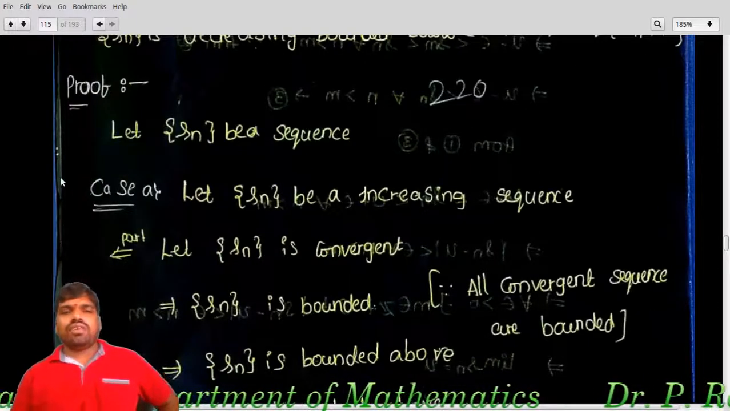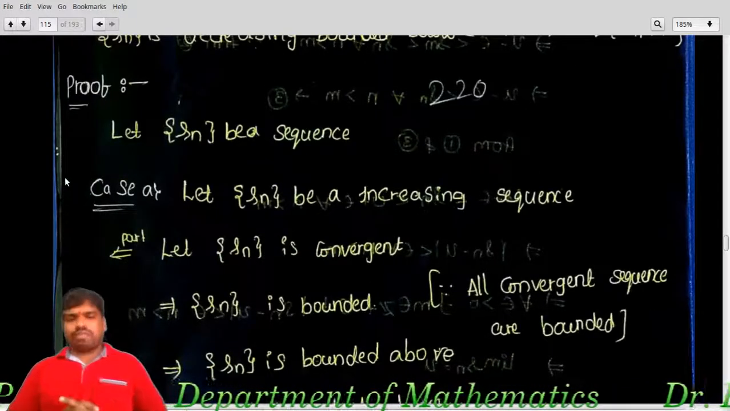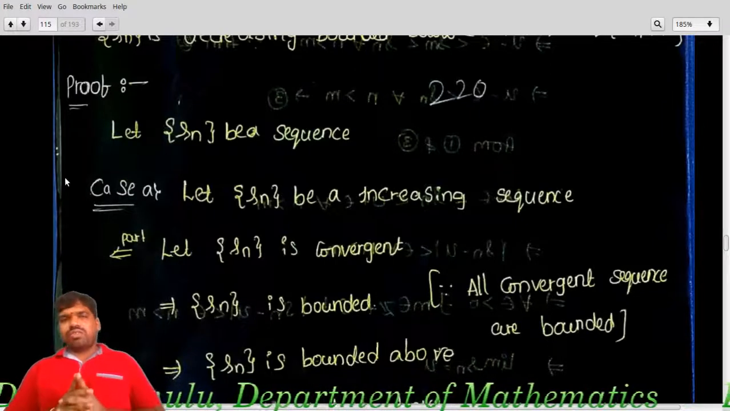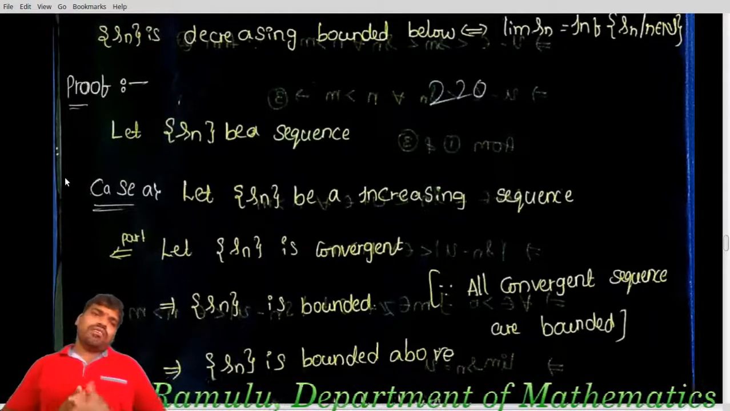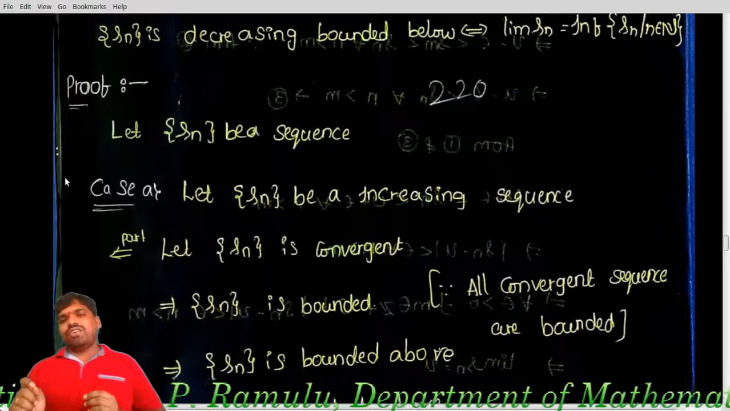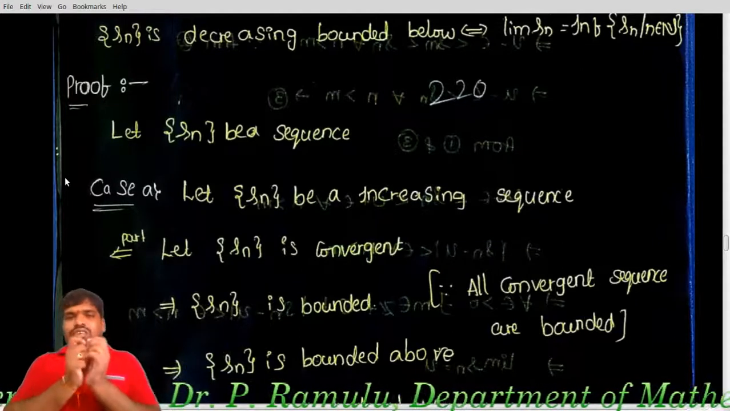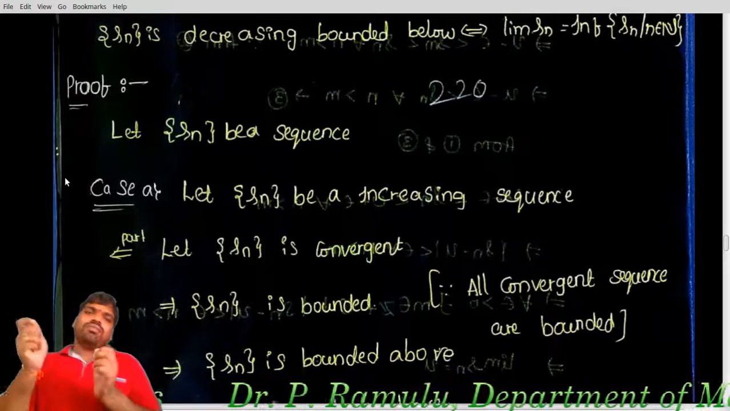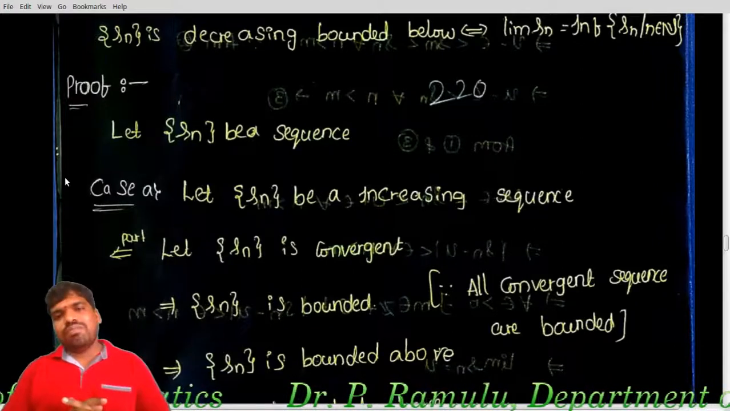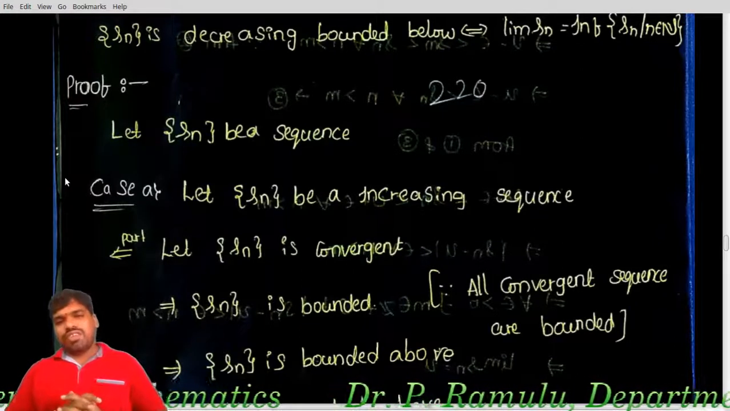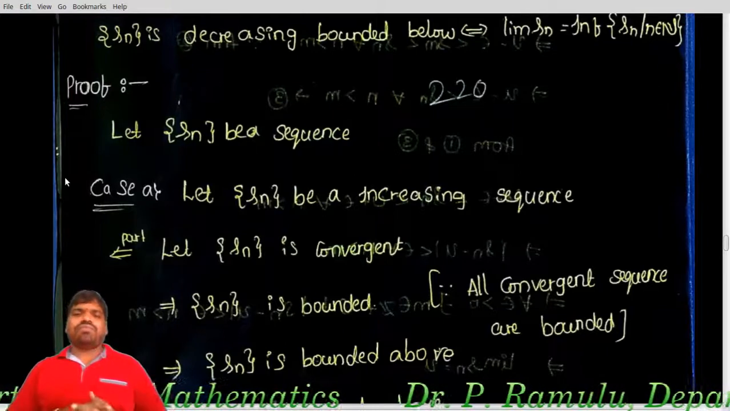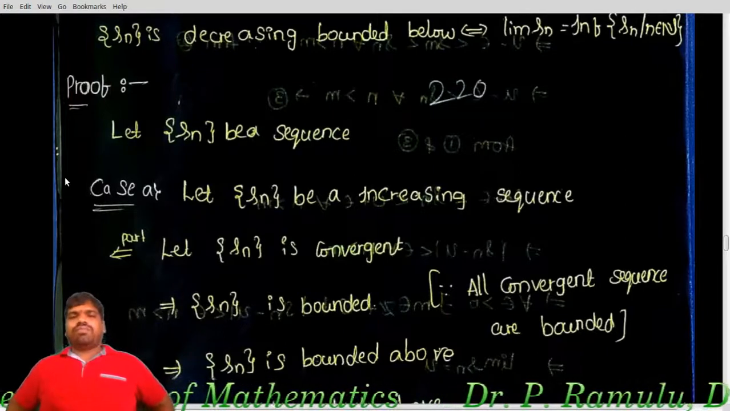Proof. Let Sn be a sequence. Here I am going to prove two cases, which we already discussed just now. I want to take an increasing sequence and show that an increasing bounded sequence converges to the supremum. I want to take a decreasing sequence and show that a decreasing sequence converges to the infimum. This thing I want to explain.